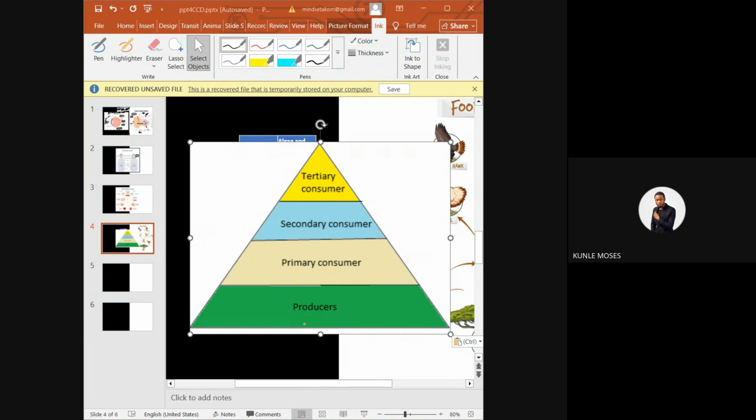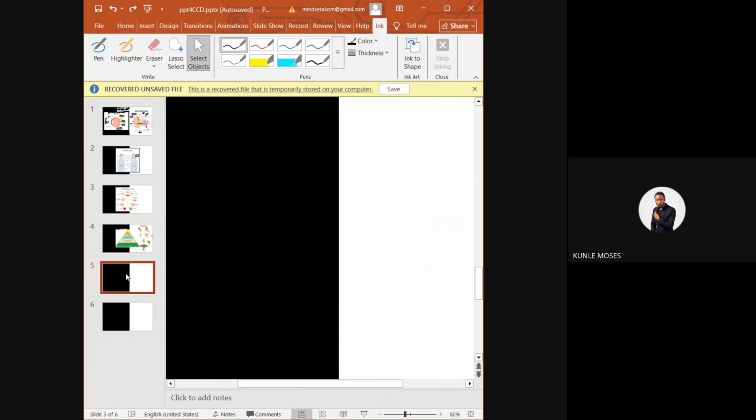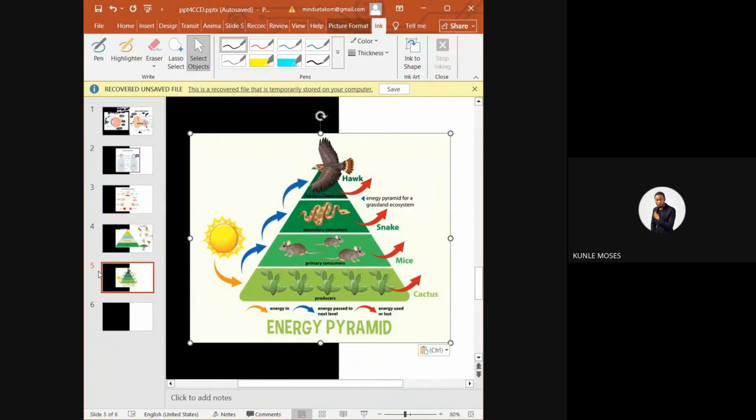You can see from the producer to the primary consumer, then the secondary consumer, to the tertiary consumer. I told you just now, the examples of primary consumer, the herbivores, and I told you the secondary consumer too, the carnivores, and the tertiary consumers, they are the top carnivores. The decomposers, they are the bacteria and the fungi. Please don't forget it. This is an example.